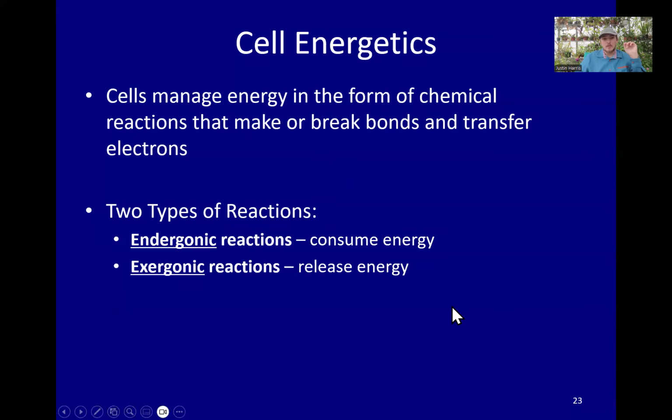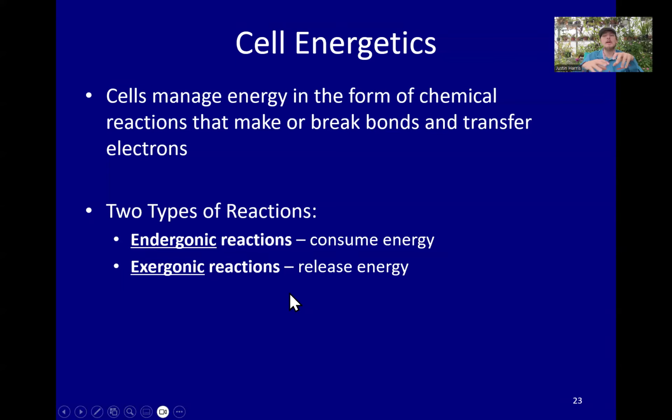We talked about how chemical reactions sometimes go from high energy to low energy, and sometimes they go from low energy to high energy. When they go from low energy to high energy, they need something to drive them, they need to consume energy, and those are called endergonic reactions. When they're spontaneous and go from a high energy state to a low energy state, they are releasing energy, and those are exergonic reactions.